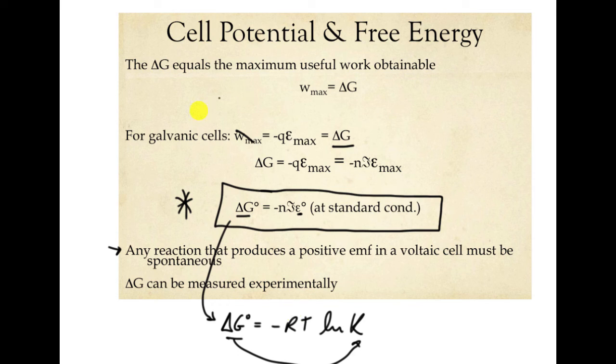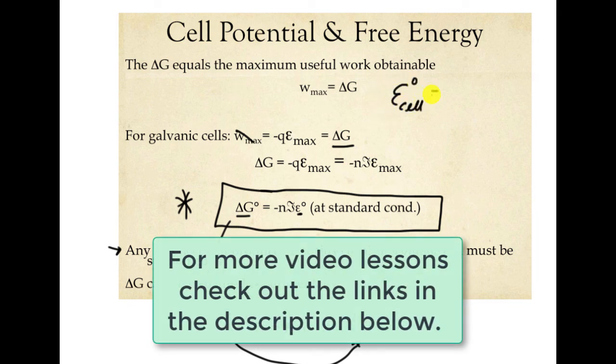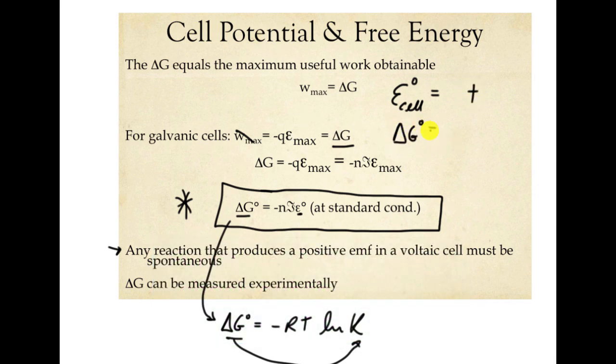Now, let me just recap really quick here. If your cell potential is positive, free energy is going to be negative, and your K is going to be greater than 1. And that's true for any spontaneous or thermodynamically favorable process. These are the only three ways that you can figure out if a reaction is spontaneous: cell potential, free energy, and K. Hopefully you can see the connections between all of those, and I'll see you later.